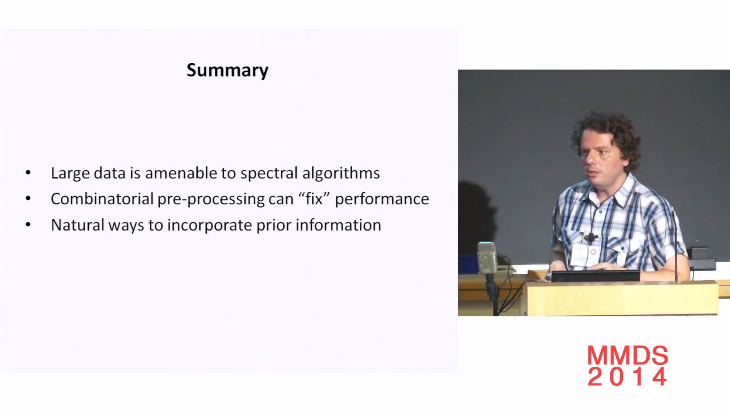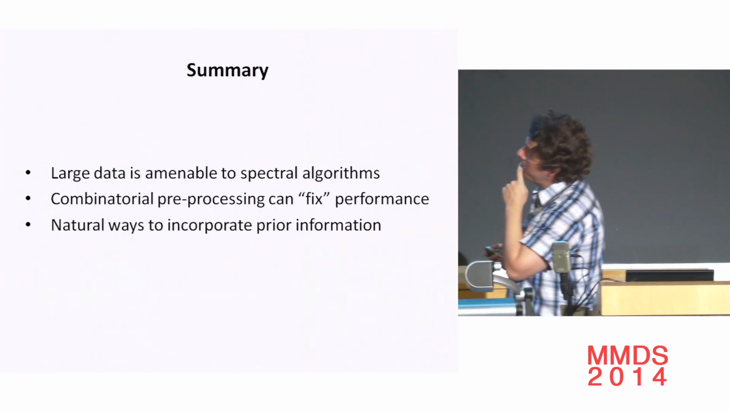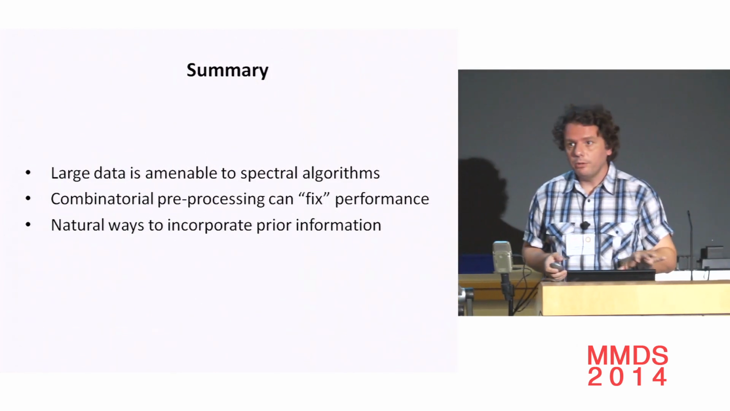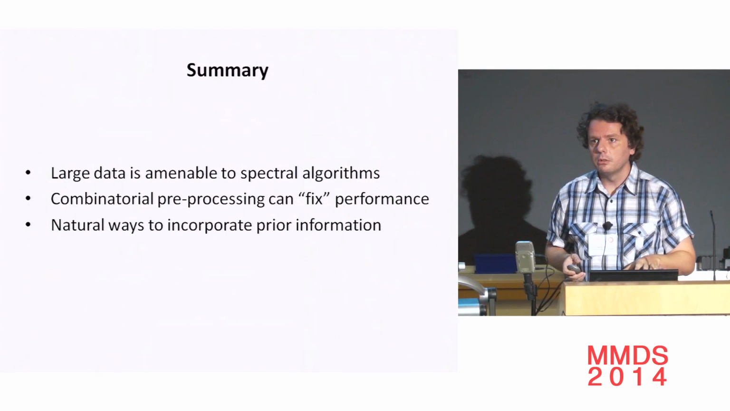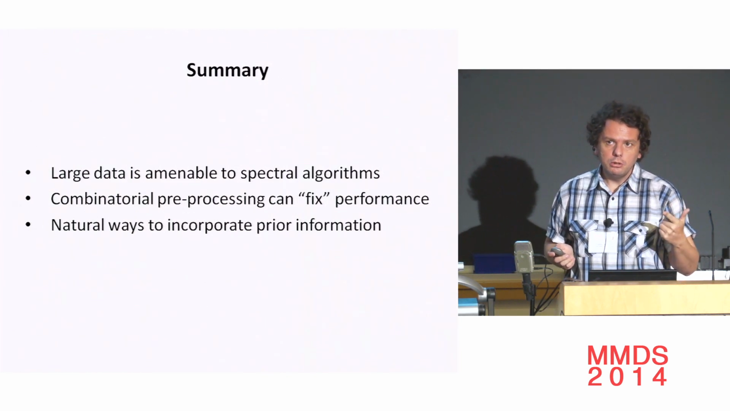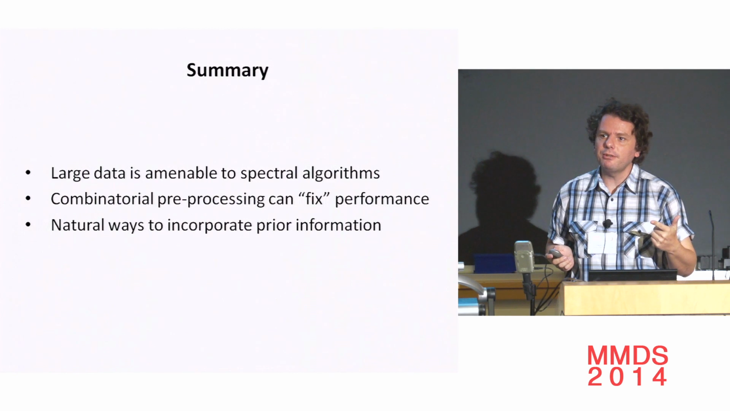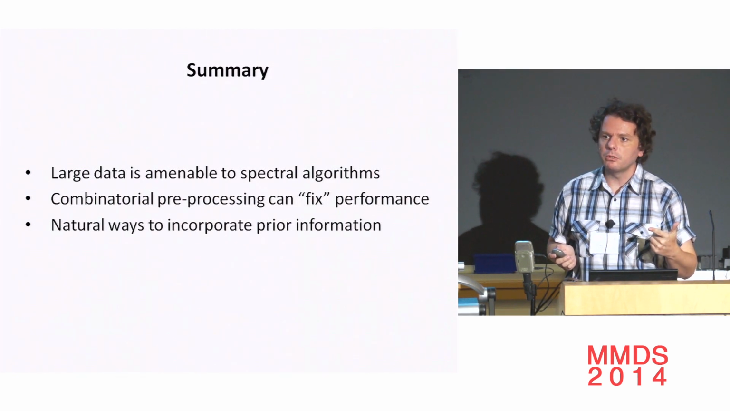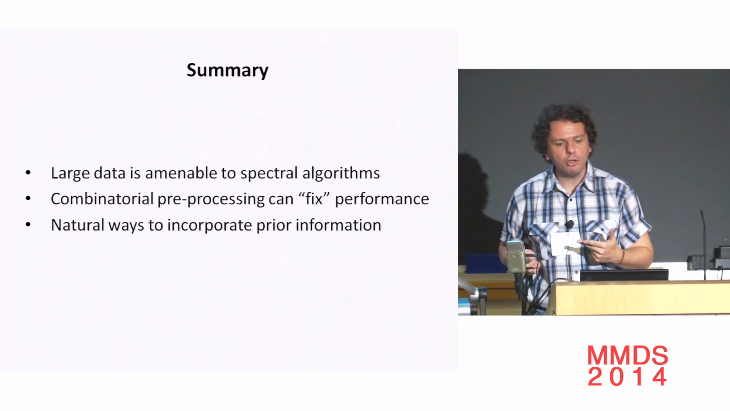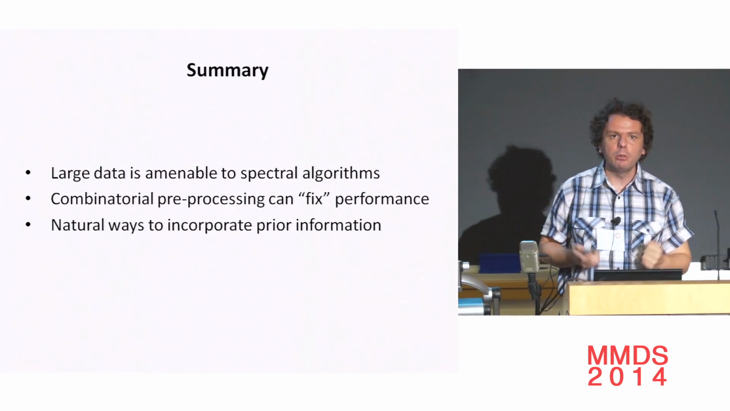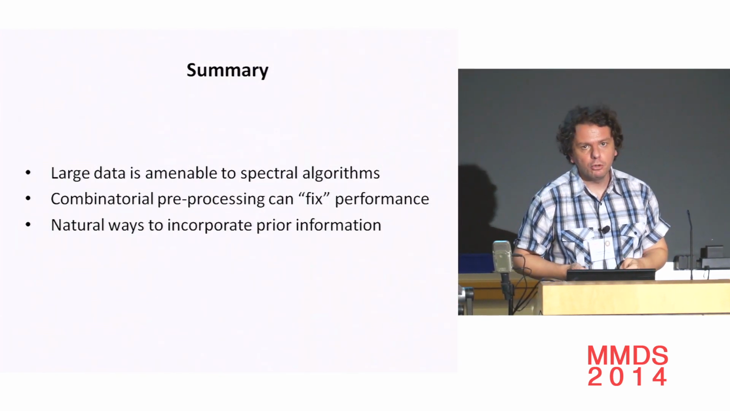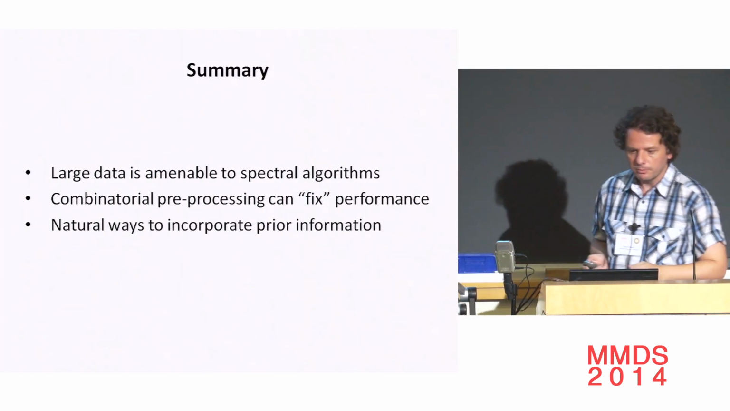So let me do a summary here of the main ideas that I went over today. First, large data is amenable to spectral algorithms. We have very fast spectral algorithms that you can use for very large data. Also, combinatorial pre-processing can fix the performance issues of the spectral algorithms, can make them run better and give you better and more accurate results. And third, there are natural ways to incorporate prior information that you have about your problem and solve generalized eigenvalue problems, in order to discover more things about your graphs and your networks.